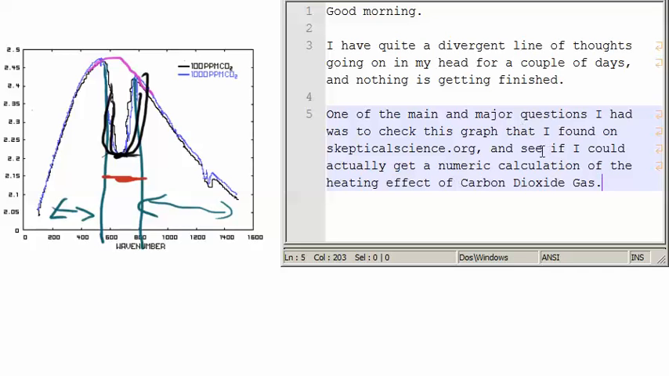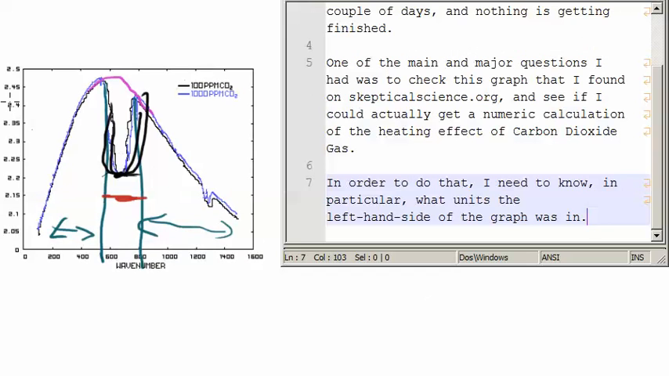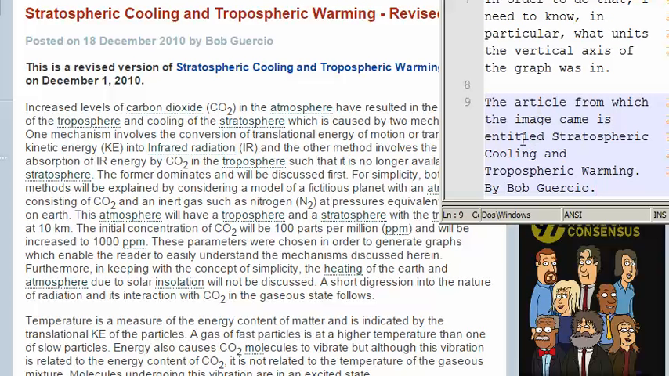One of the main and major questions I had was to check this graph that I found on skepticalscience.org and see if I could actually get a numeric calculation of the heating effect of carbon dioxide gas. In order to do that, I need to know in particular what units the left-hand side of the graph was in. What units the vertical axis of the graph was in. The article from which the image came is entitled Stratospheric Cooling and Tropospheric Warming by Bob Guercio.